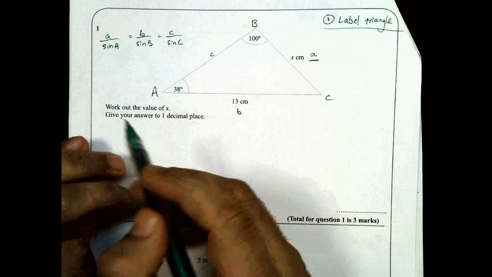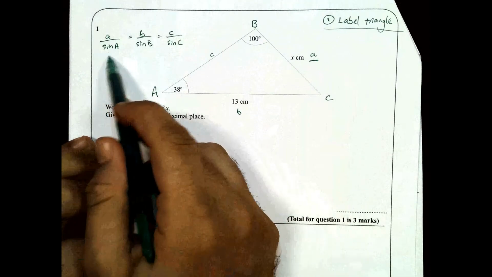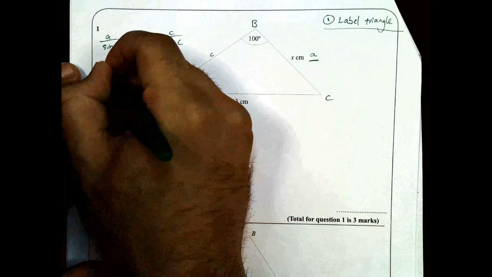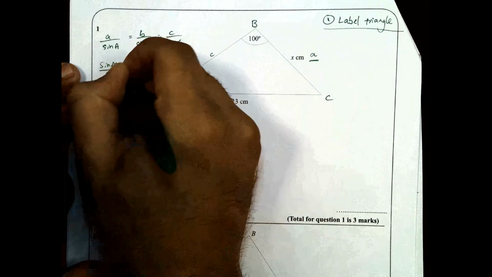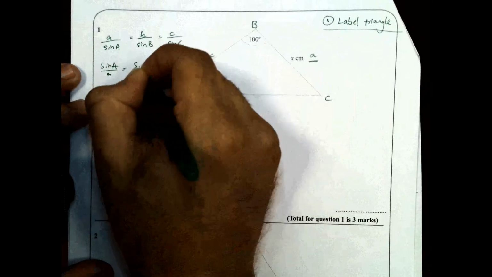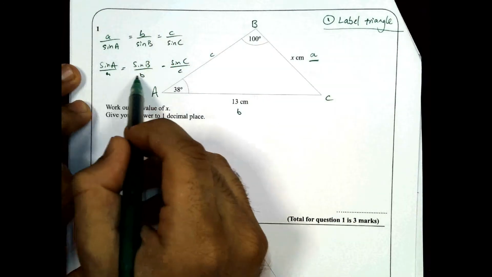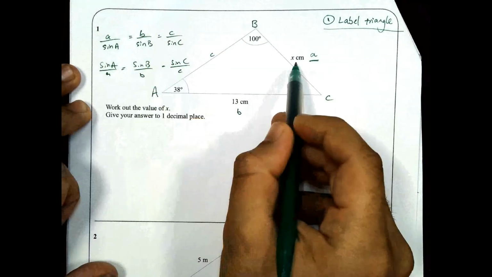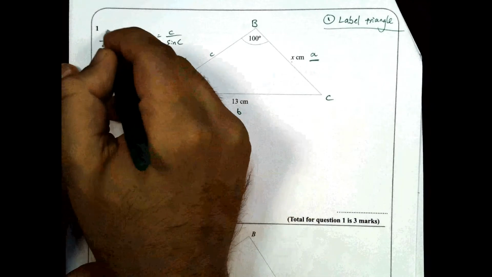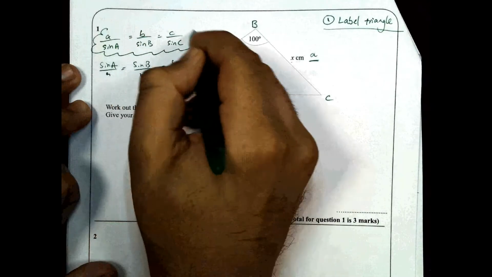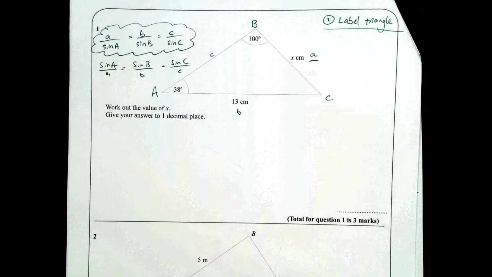So if I was finding an angle, then I would use the reciprocal version. So the reciprocal version is sine A over A equals sine B over B equals sine C over C. If I was finding an angle, I'd use that. In this question though, I'm finding a side, so I'll just put a bubble around it. I'm using this. Okay? So here we go.